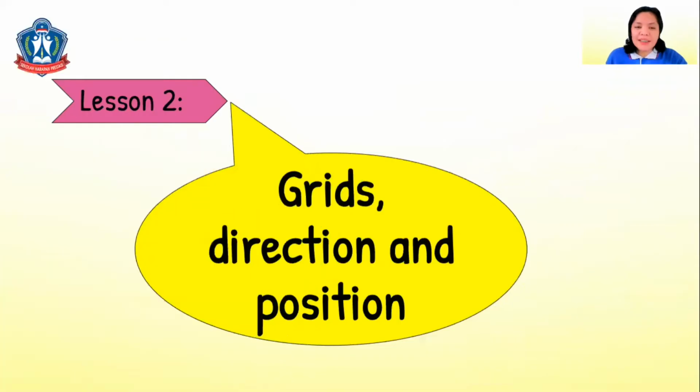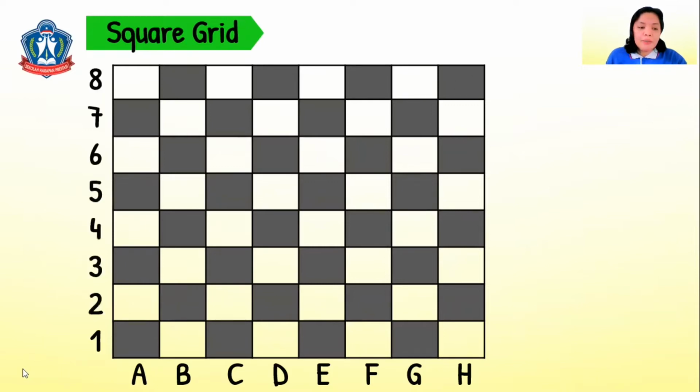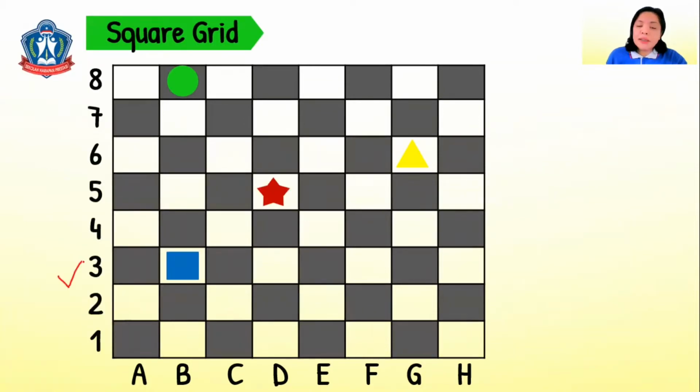Okay, P4, let's start with lesson 2, grids, direction, and position. I have here a square grid. It consists of small squares. In this part, we have the letters. The letters will help us to locate the object on what column it is located. This part here on the other side are the numbers. The numbers will help us to locate the rows. These are the rows here. And this one is what we call the column.